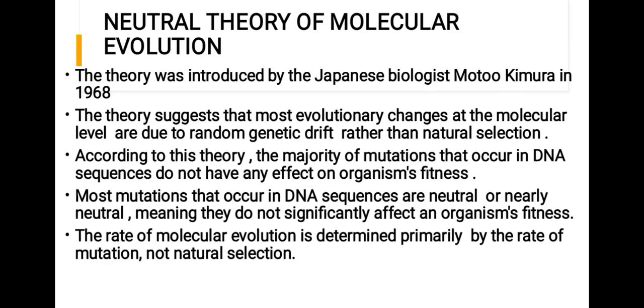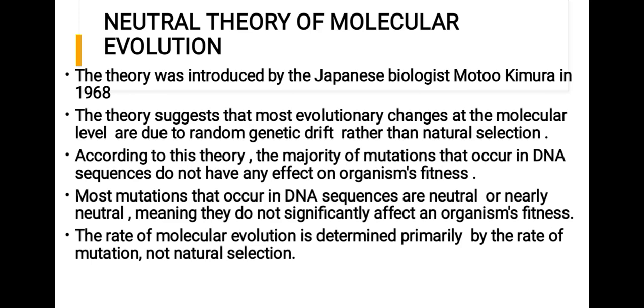Next topic, neutral theory of molecular evolution. Molecular evolution is the process of change in the sequence composition of cellular molecules such as DNA, RNA, and proteins across generations. The field of molecular evolution uses principles of evolutionary biology and population genetics to explain patterns in these changes. Neutral theory of molecular evolution.